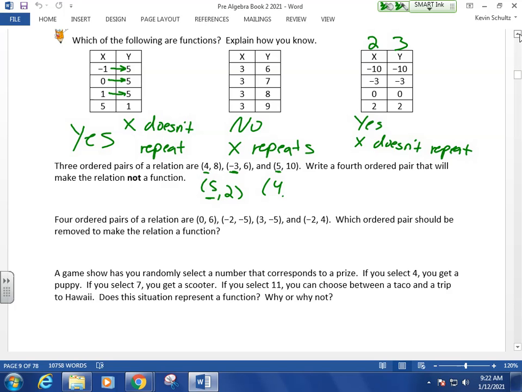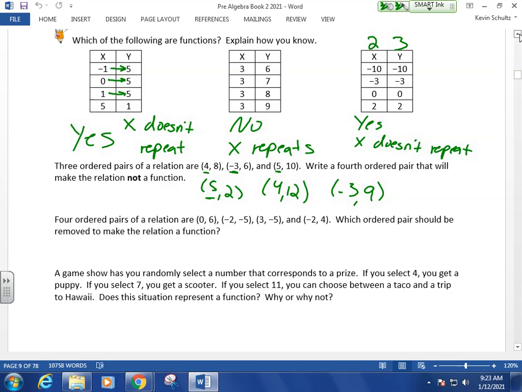4, 12 is another possible answer. Repeating the x value of 4 would make it not a function. -3, 9. Repeating the x value of -3 would make it not a function. You see why there's an infinite number of answers here, because you could do 5, 2 or 5, 3 or 5, 4 or 5, 5 or 5, 6 or 5, 7, right? As long as you repeat one of those x values, it is no longer a function.